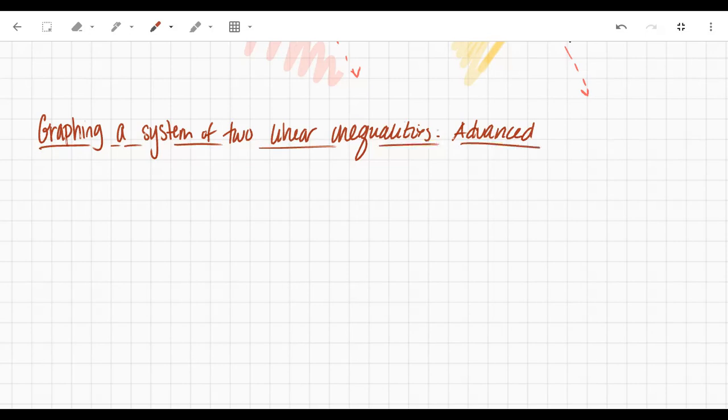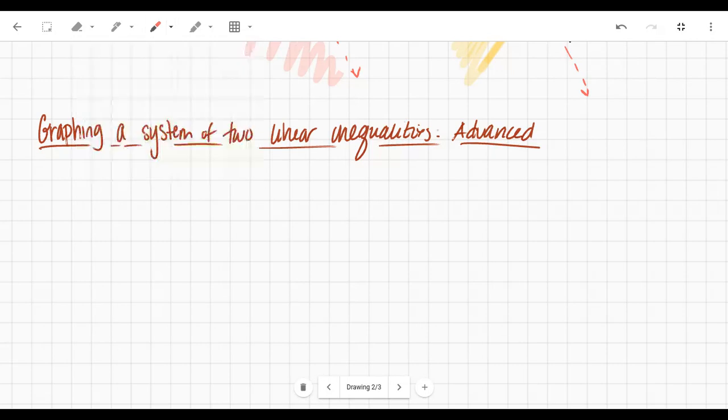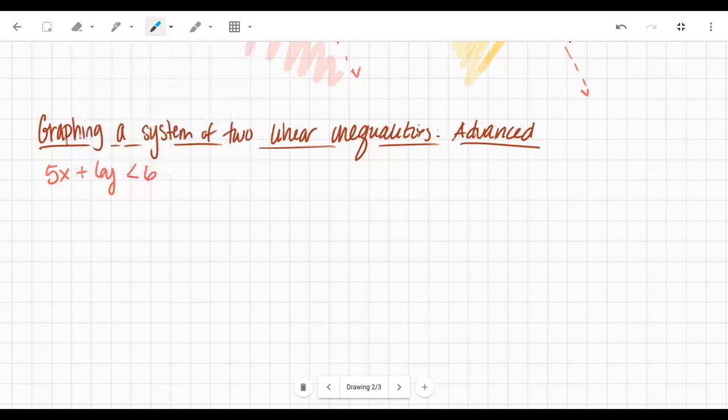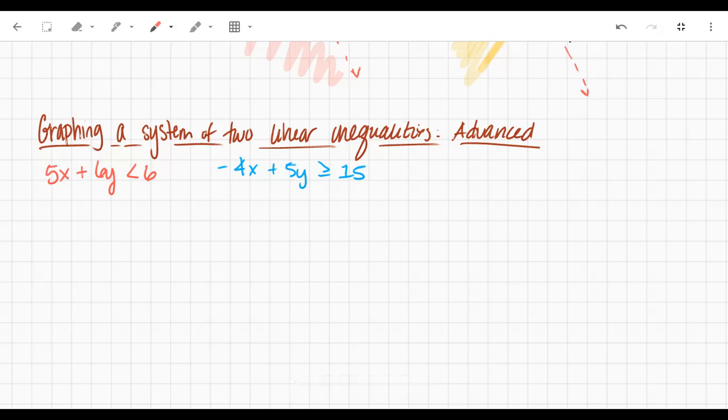Okay, so I'm going to switch different colors right away. So we're going to have one in red. So 5x plus 6y is less than 6. And then we're going to have the other one be -4x plus 5y is greater than or equal to 15. Okay, so we're going to have a dashed line for the first one.